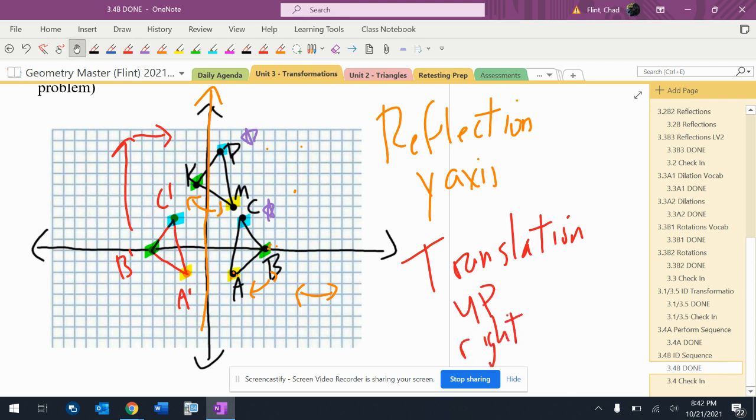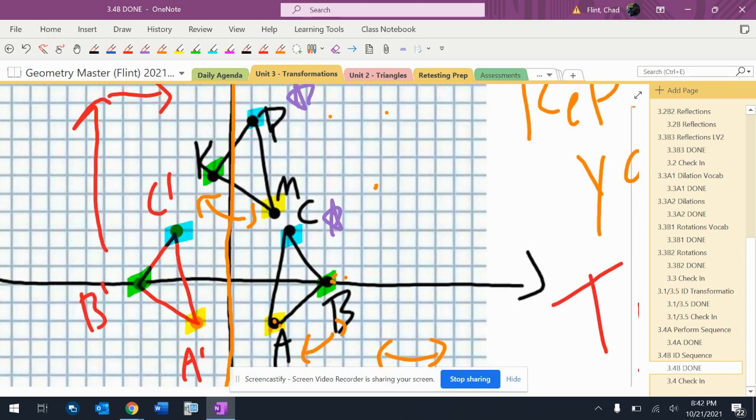So let's see what that amount is. So I'm going to take the blue points. So from C, it's going up 1, 2, 3, 4, 5, 6, and then right 1, 2, 3, 4. So up 6, right 4.